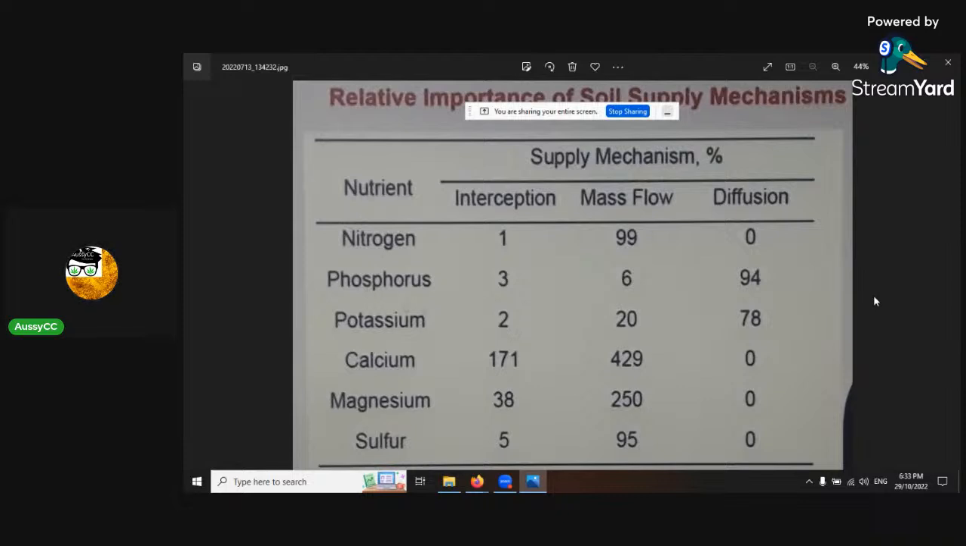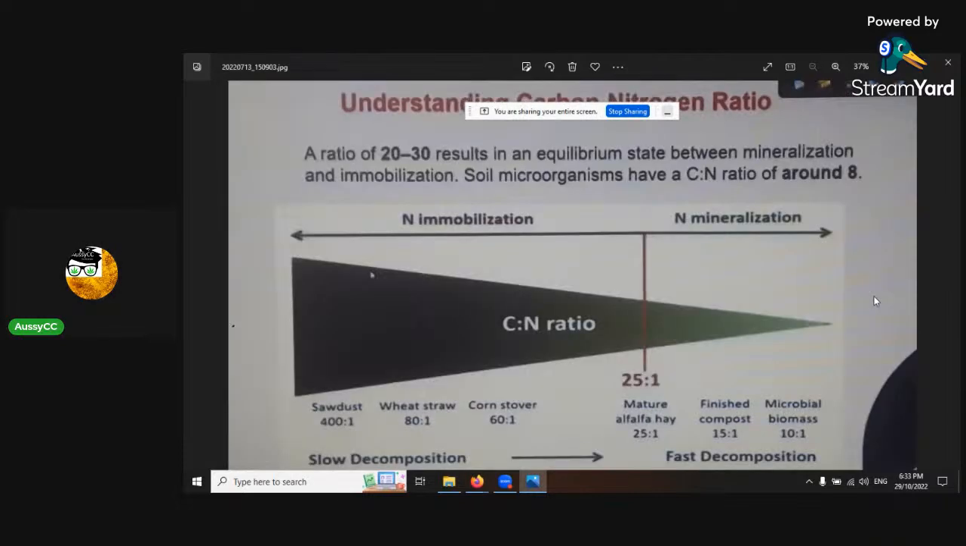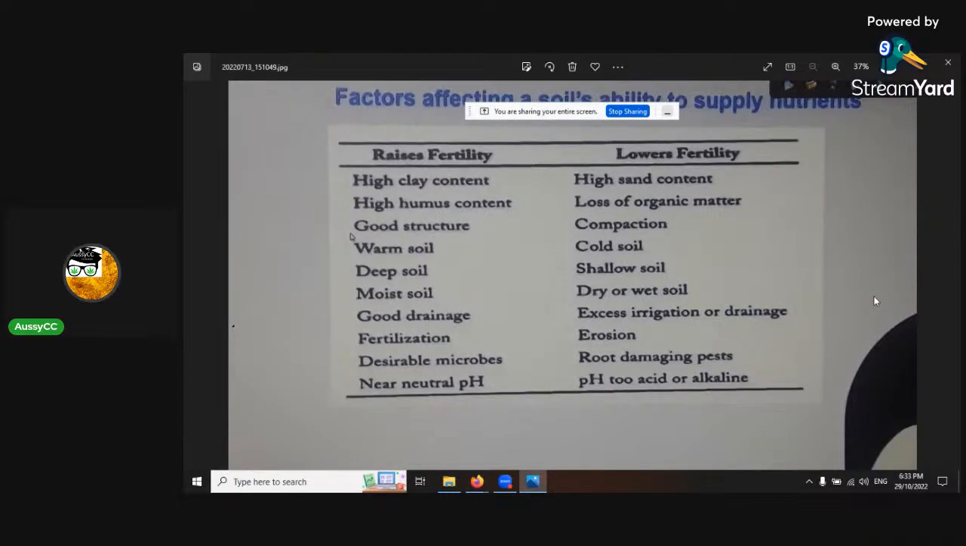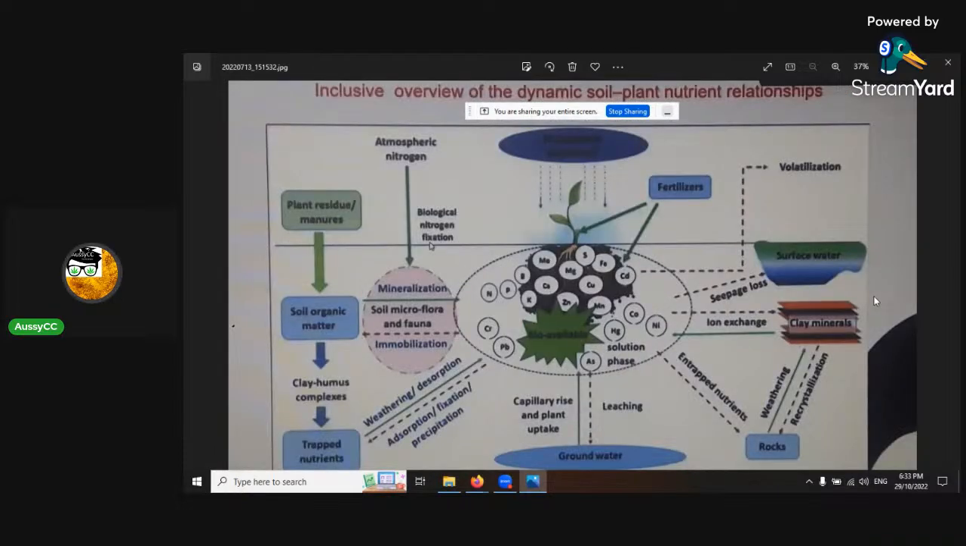One of the questions: this is how nutrients get in through the different ways, from diffusion, mass flow, and the feeding process of watering, and the carbon and nitrogen ratio. If it's too low, you get microbial biomass. If it's too high, you'll get slow decomposition. Everything relates back to the soil pH. That's really cool. That's the whole pattern of how they cycle through our system.